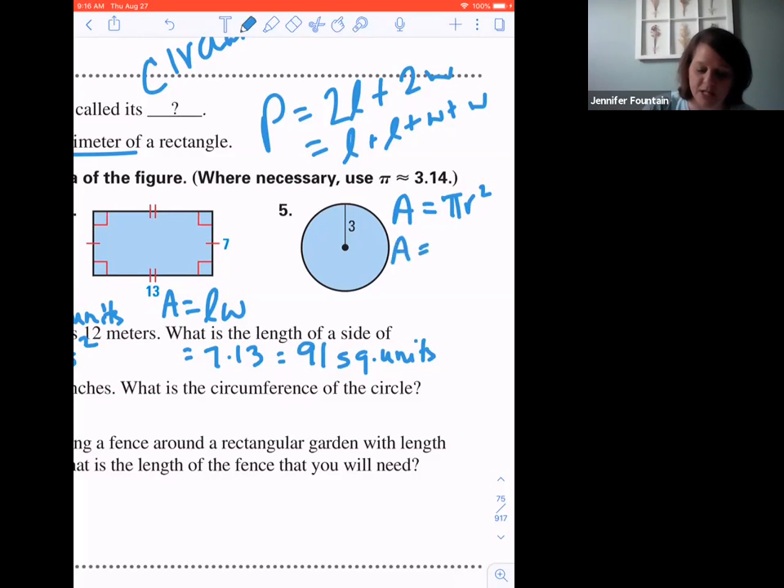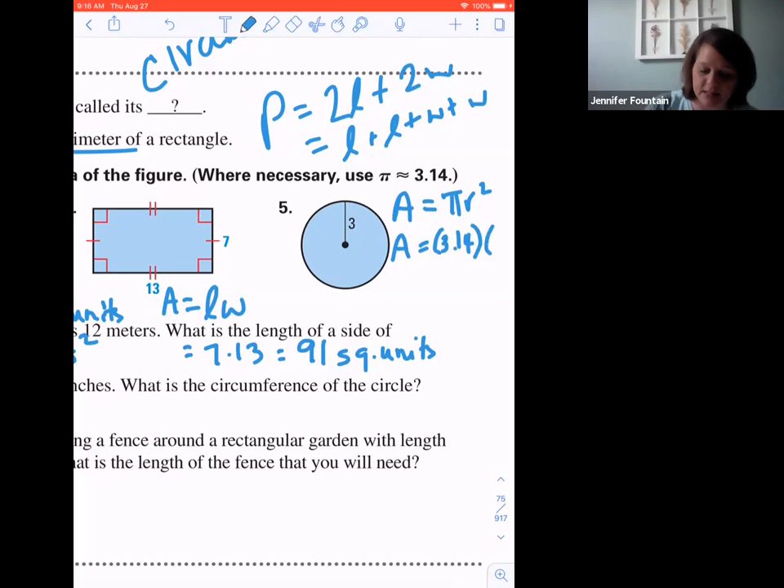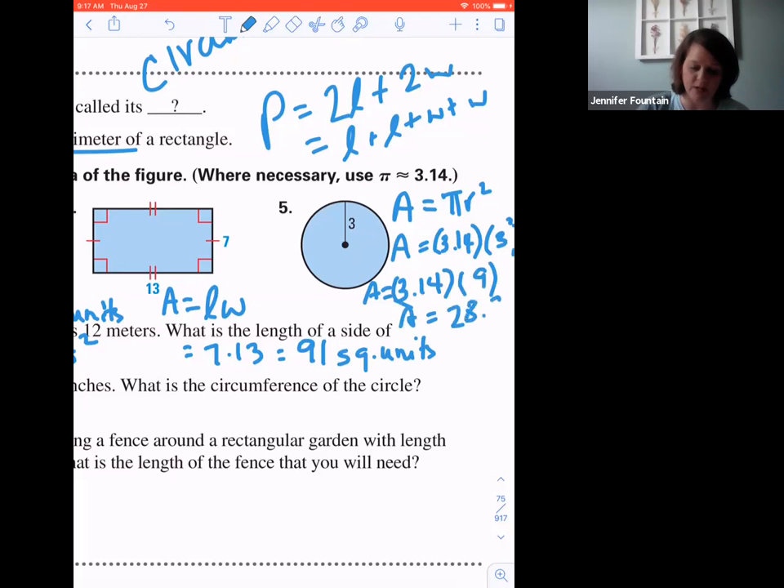So in this situation, they told me to use 3.14 times, my radius is 3, so I'm going to have 3 squared. So area equals 3.14 times 9. When I multiply that, I'm going to end up with 28.3 square units.